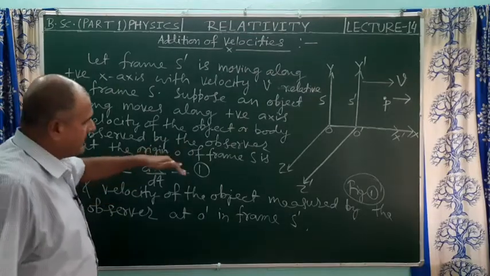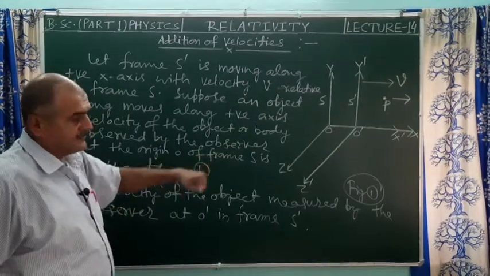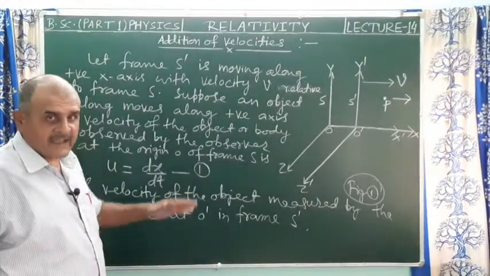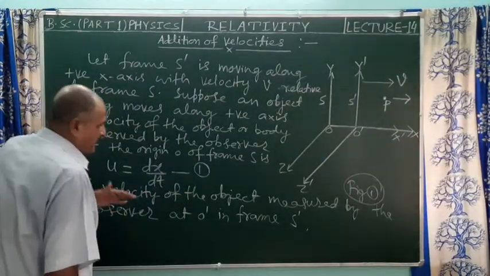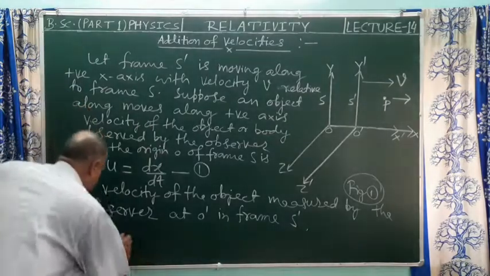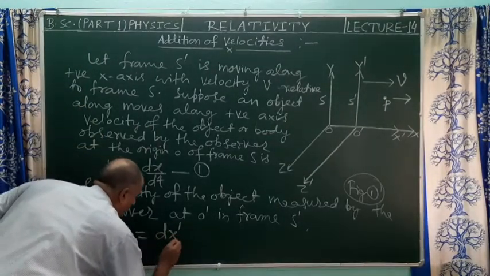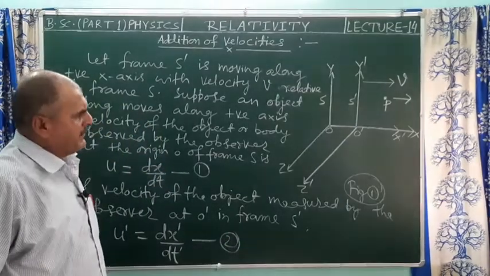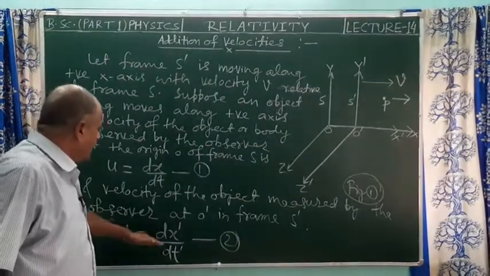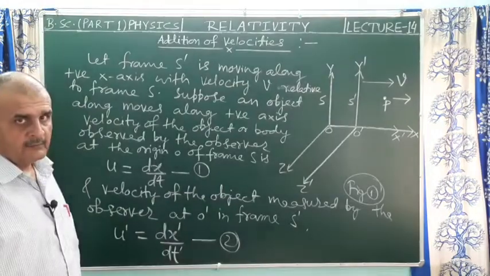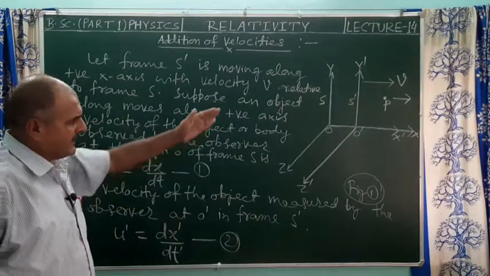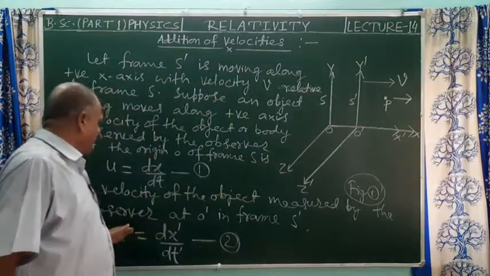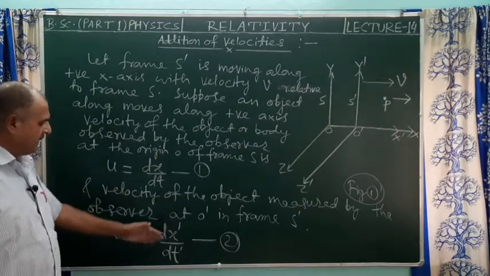And the velocity of the same object measured by the observer at O dash in frame S dash: if the distance covered by the body is dx dash in time dt dash, then the velocity of the object in frame S dash is u dash equals dx dash upon dt dash. Suppose the same object covers distance dx dash in time interval dt dash in frame S dash. Then the velocity measured by the observer situated at origin O dash of frame S dash is u dash equals dx dash by dt dash.